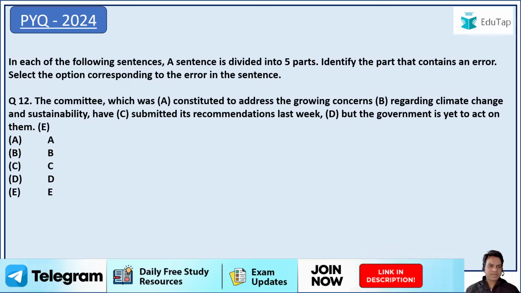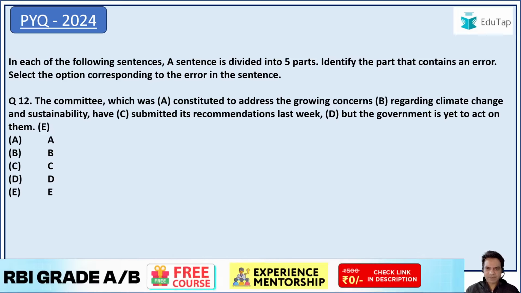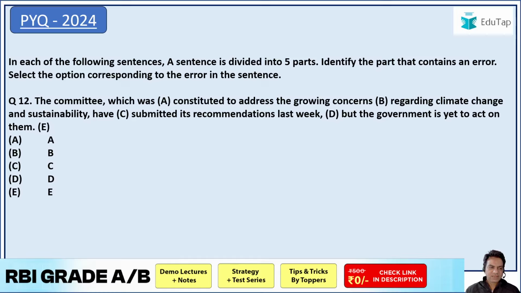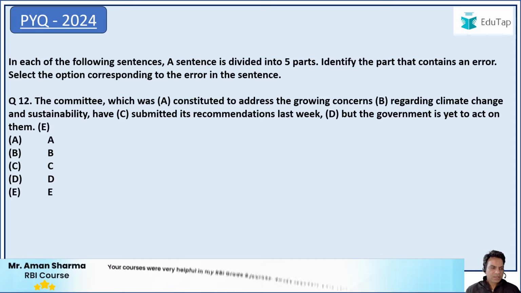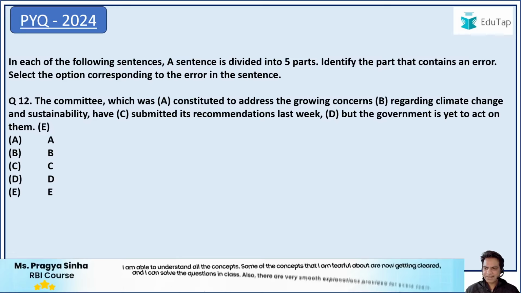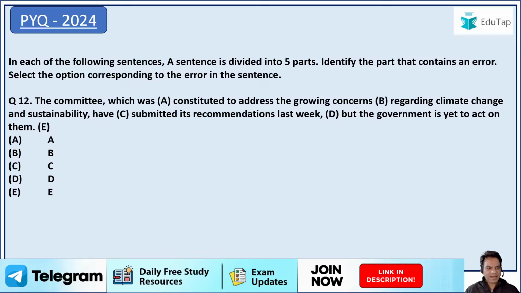All right, moving ahead. Now, the next type of question is you are given a sentence which is divided into 5 parts. You have to find which part has an error in it. So there is no error option in this. There are only 5 parts of the sentence, and you have to find the erroneous part. Okay. Let's read the sentence. The committee, which was constituted to address the growing concerns regarding climate change and sustainability, have submitted its recommendations last week, but the government is yet to act on them.